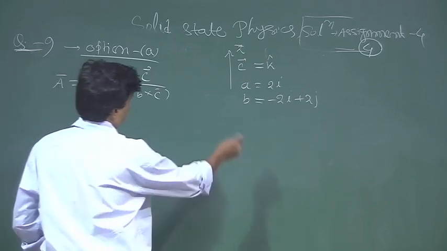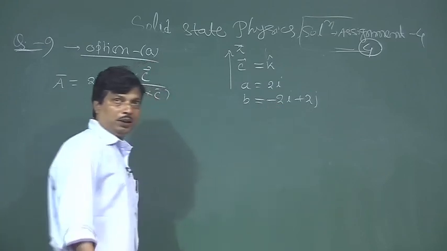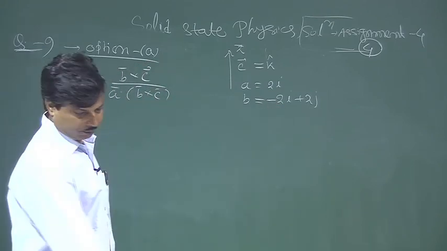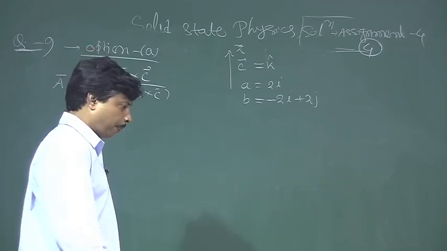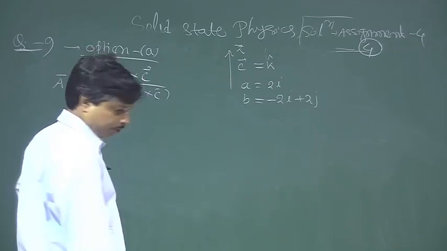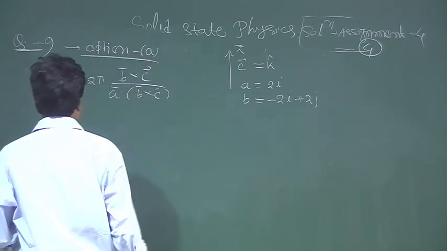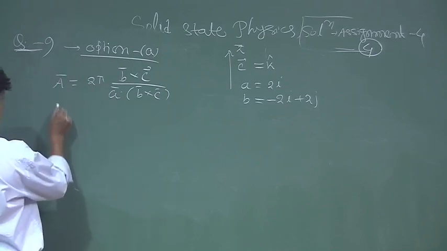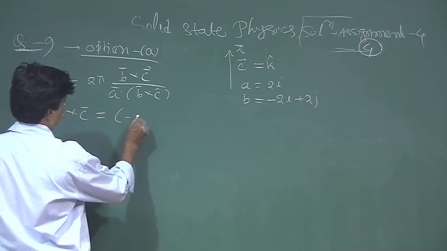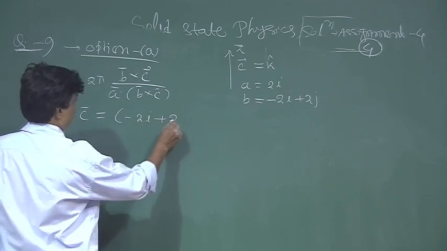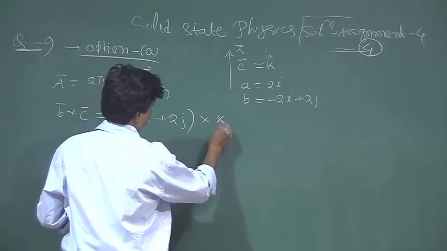In the question which I have displayed here, maybe I have omitted the minus, but in your assignment you must see this minus symbol is there. So, now we will find B cross C, and B cross C is what? B is minus 2i plus 2j. You check the assignment, the minus symbol is there.